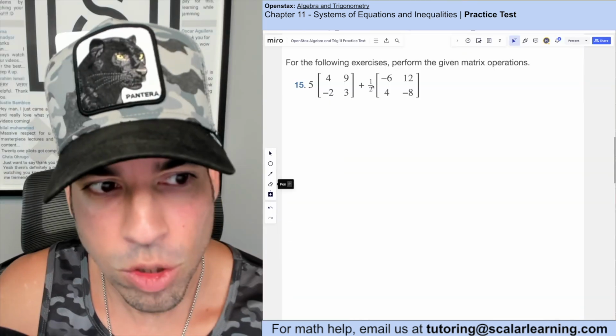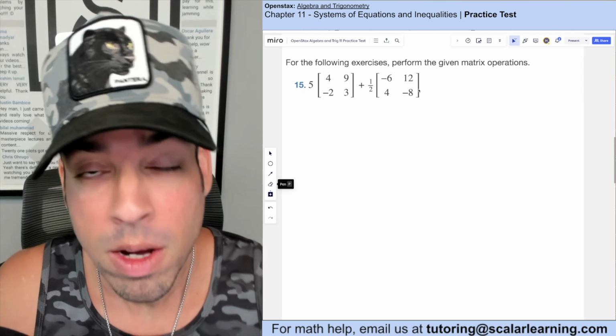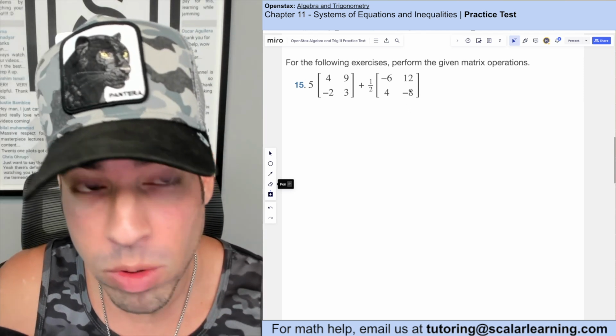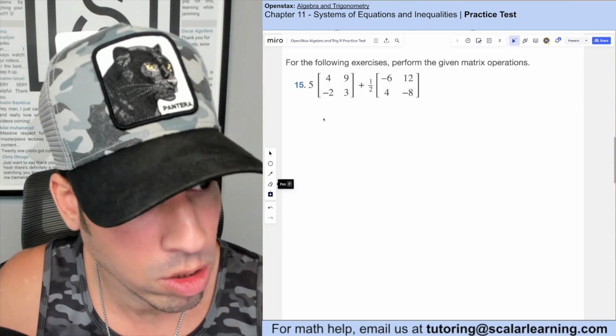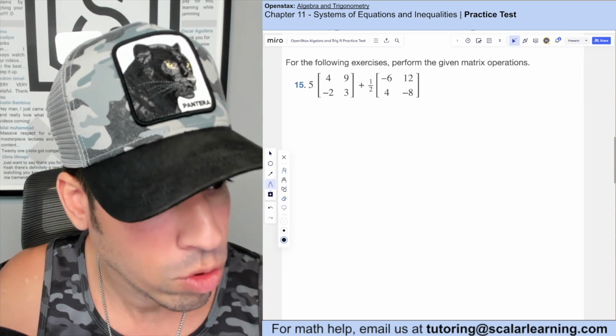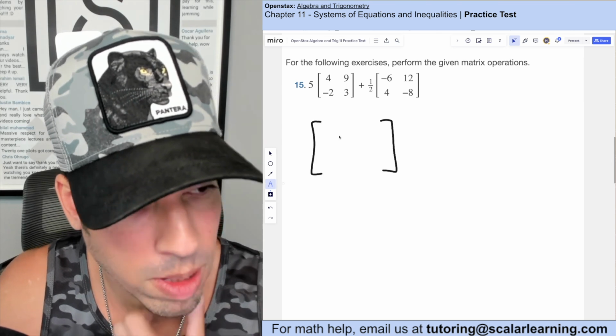Done. So for this one, this is a nice scalar multiplication and then addition. And by the way, we wouldn't even be able to do the addition if the matrices did not have the same dimensions, but they do, so we're good to go. So let's do it step by step. First we're going to do that scalar multiplication, literally multiplying everything by 5.